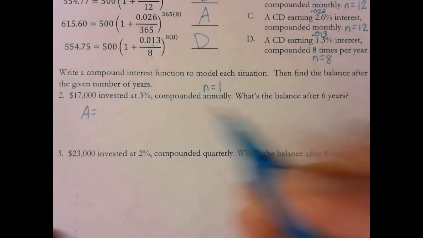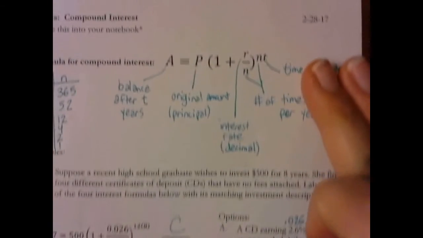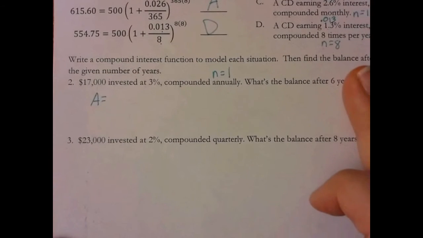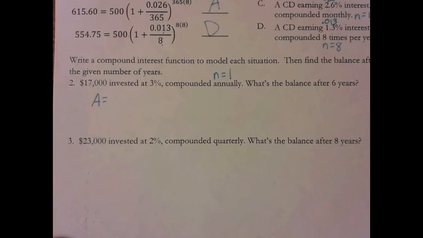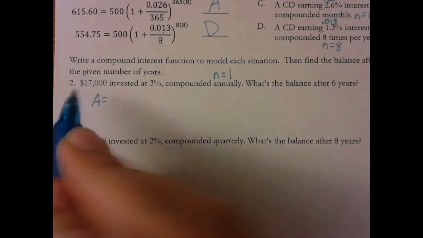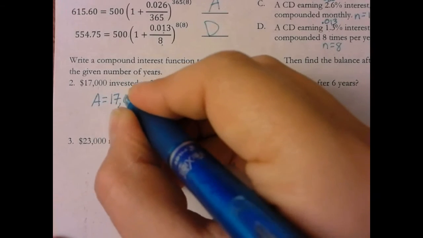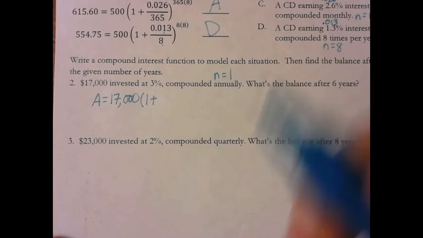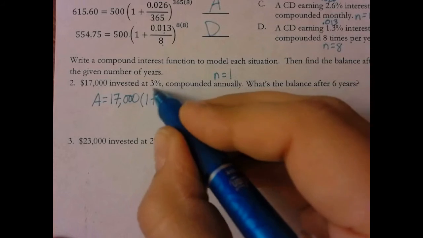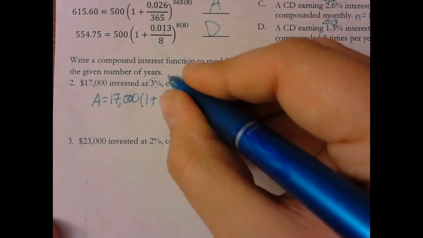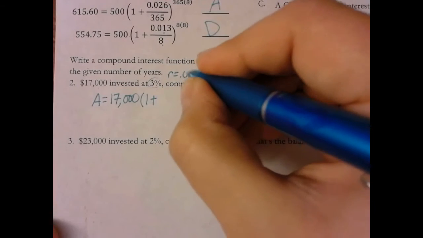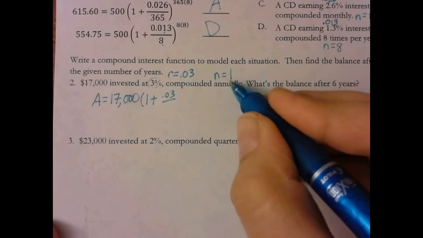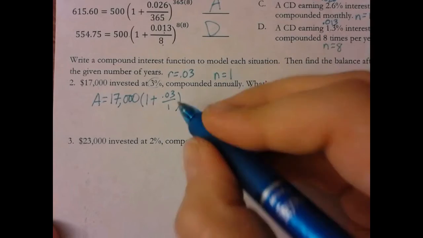So we got A equals. So we're looking back at the top. Look at this on your paper. Okay, we need to start with our principal, our original amount. So how much did we start off with? We started off with $17,000. So that's the number we need right here. Okay, then we need 1 plus R over N. Well, our R is 3%, which if we put that into a decimal is 0.03. So we need 0.03 over N. We said N is 1. And that's all over to the NT.